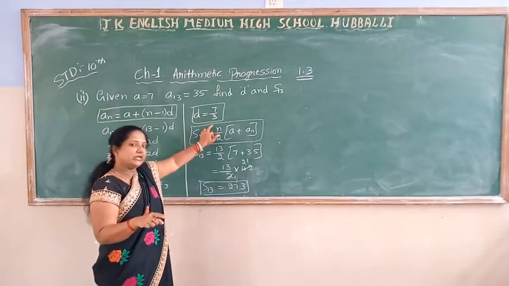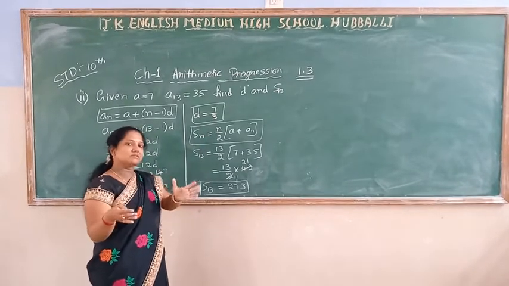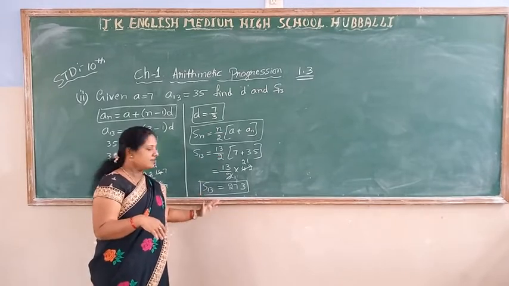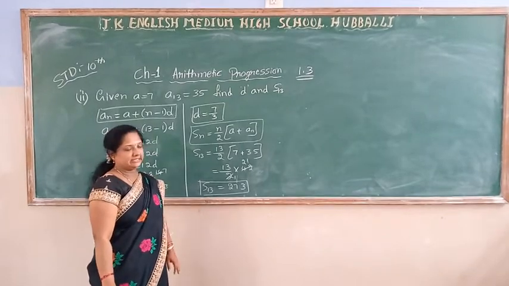After knowing the value of d, I am going to find the sum of 13 terms. When we know the first term and the last term, and we know the n value, I can use this formula, substitute and simplify. And I got the sum of 13 terms as 273.